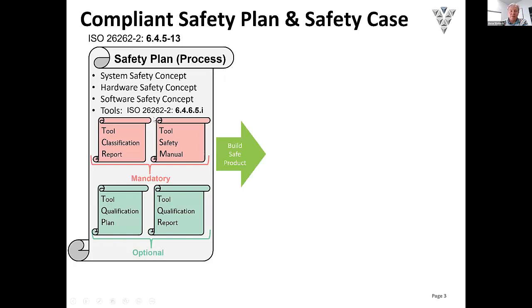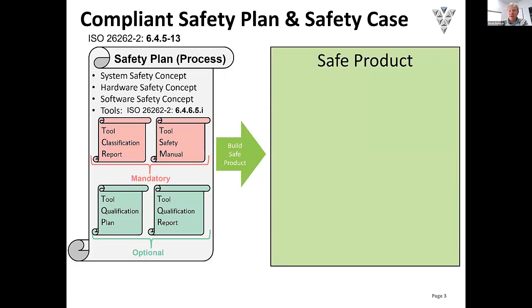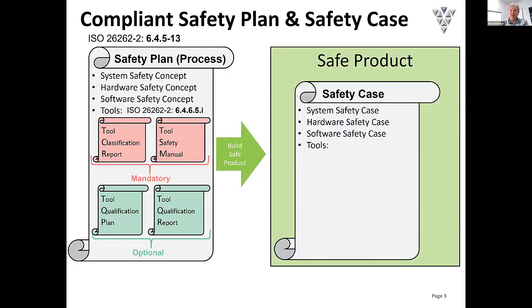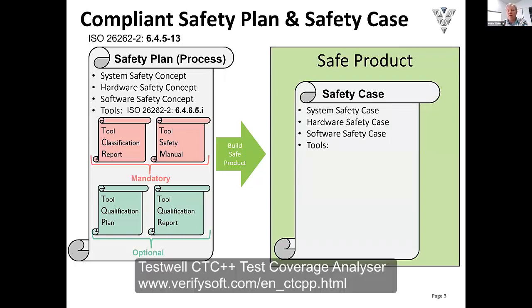Once you have the safety plan in place, and once it is compliant with the safety requirements from ISO 262, then you can start to build a product, and it will be safe if you follow the plan. Then you will have a safety case that documents that the product is safe. This is just documentation that you have followed your plan. If you plan to use CTC and measure code coverage, then in the safety case there have to be some coverage reports, and they have to show 100%, or it has to be explained why not, for example dead code or other things.